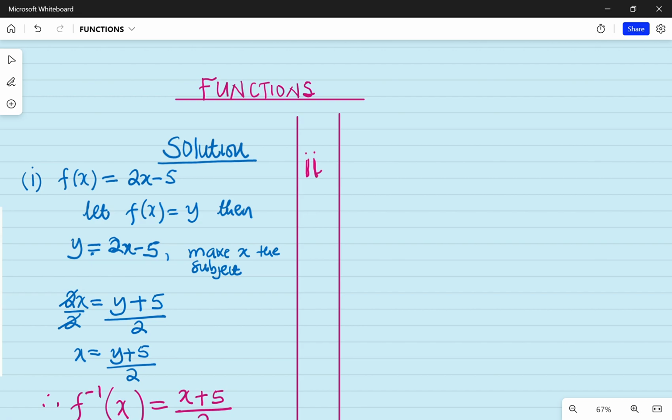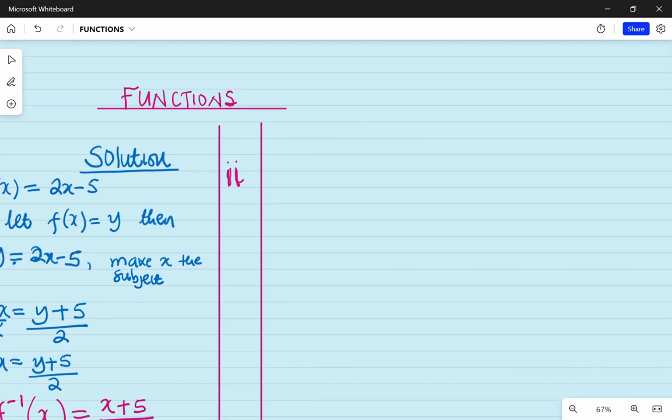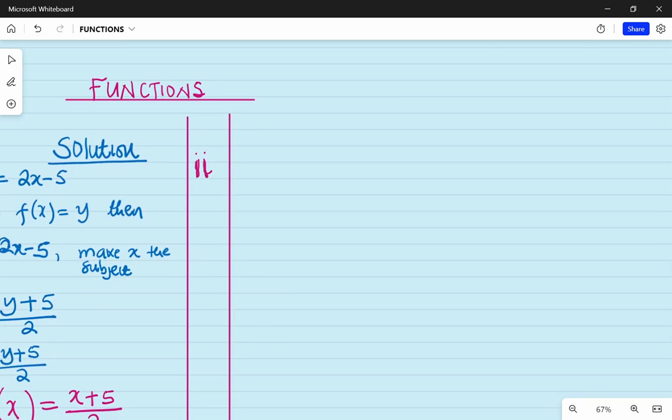So here what we're going to do is to find f inverse of 2. That is what we have been requested to find. So for us to find f inverse of 2, what we are going to do is this.